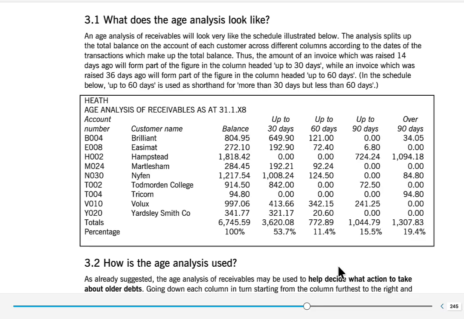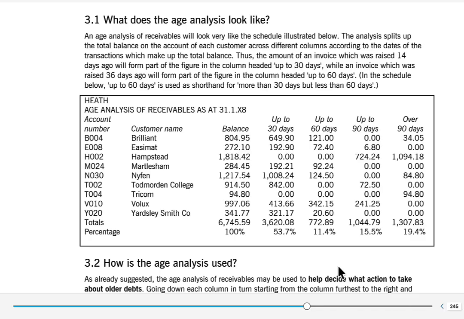Teacher talk moment. This balance is not just one invoice. It can be made up of several unpaid invoices, minus any credit notes, minus any payments already received. Now the aging columns, the heart of lesson 3.1. You will then see several columns with headings like up to 30 days, up to 60 days, up to 90 days, over 90 days. These are the time bands.